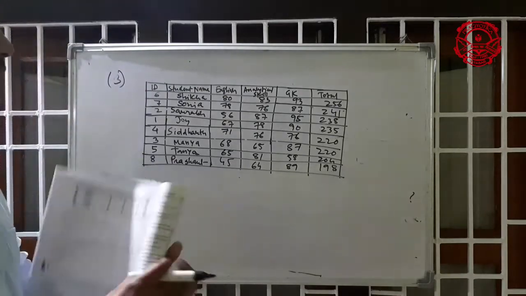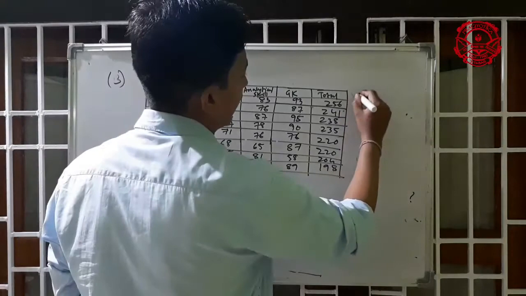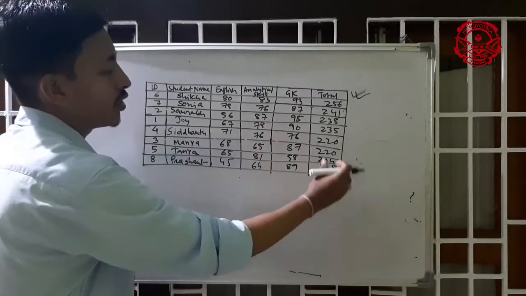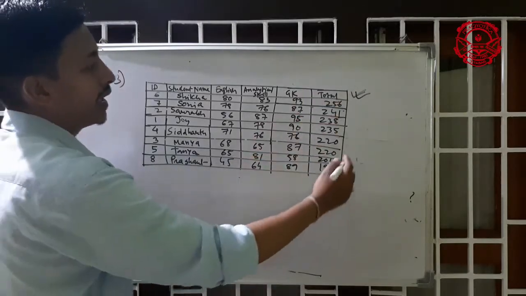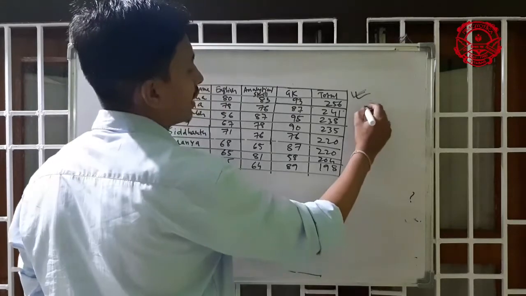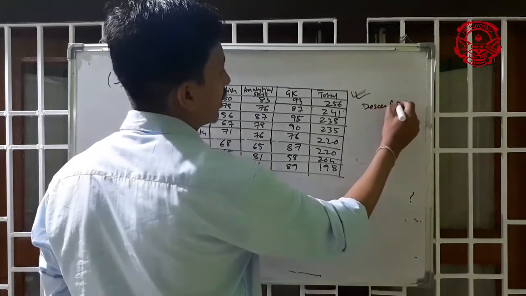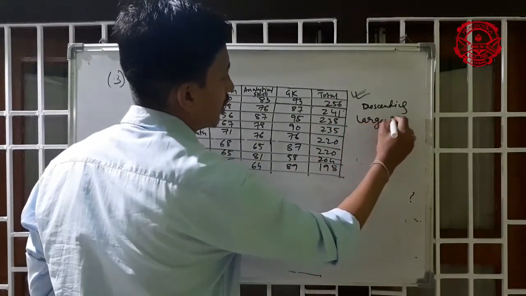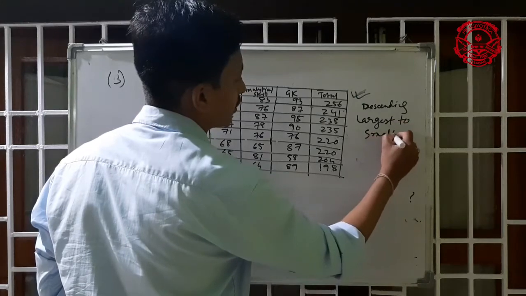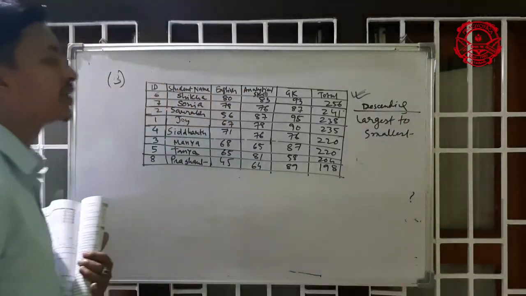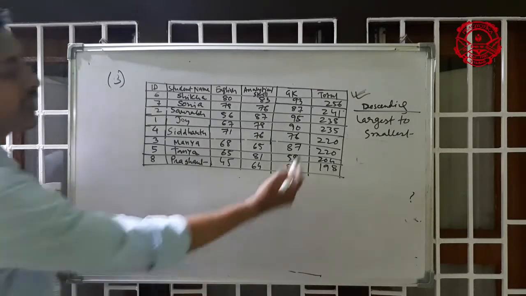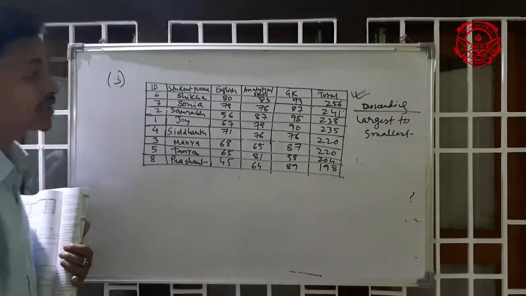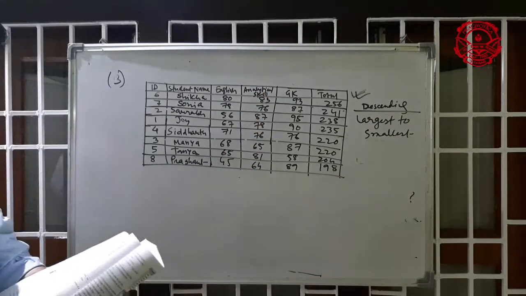The last field, I think total, is in a sorted way. You can see in the book total is in a sorted format. It is in descending order, meaning from the largest to the smallest. Now see 256, 241, 238, 235, 220, 220, 204 and 198. So that's why the first question's answer is the field name total.